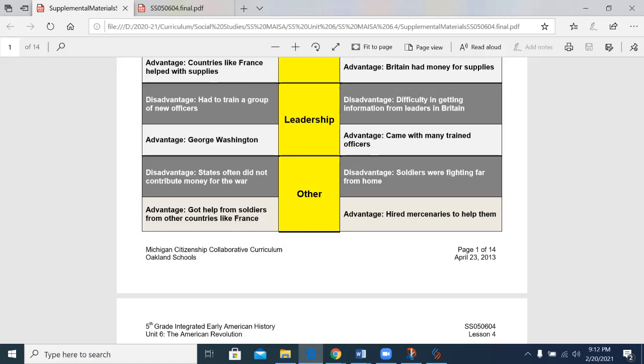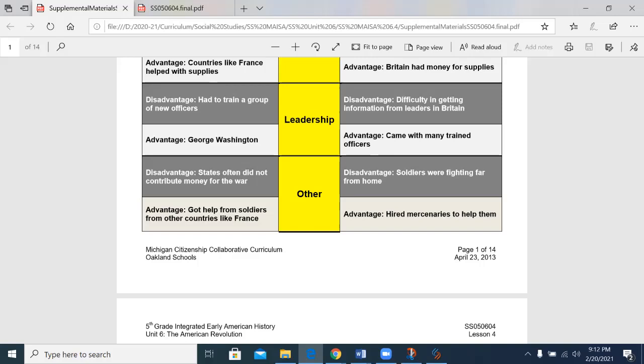A British disadvantage: they were fighting far from home. Now, yes, there were redcoat regulars already stationed in the Americas, but every soldier they brought from other places, if they were coming from England, it's a 3,000-mile trip, 2 or 3,000 miles on a boat. Not a very pleasant day.